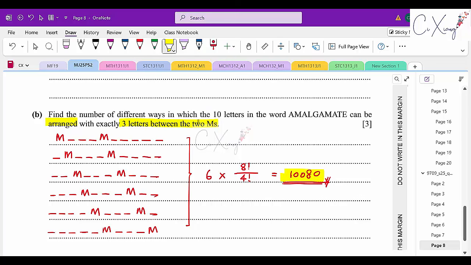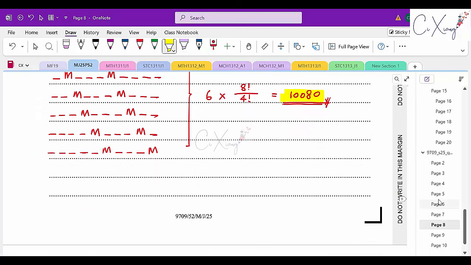Right, so this is how we get the answer for part B. Of course, I did try some other methods for this part also, and to me, I think this is the shortest and more convenient. That means I just consider the position for the M first, then I arrange all the 8 other letters freely. Alright, so let's continue to part C.